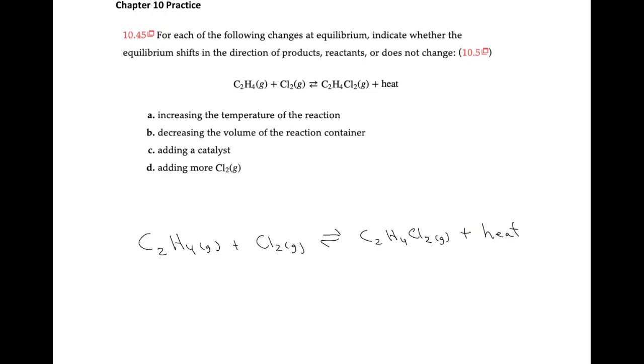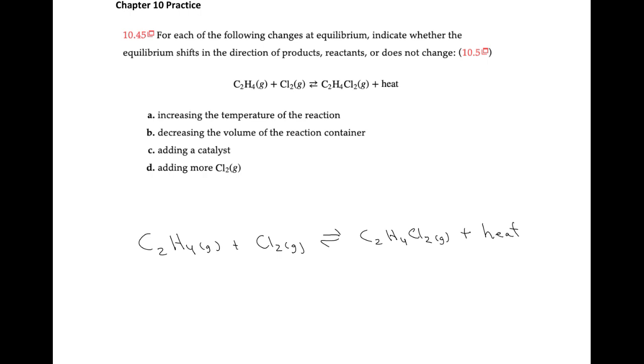Question 10.45 says, for each of the following changes at equilibrium, indicate whether the equilibrium shifts in the direction of the product, reactants, or if there's no change at all. So the reaction is C2H4, which is ethylene gas. It's used as a fruit ripener, plus chlorine gas, which gives you this dichloroethane. So this molecule, C2H4Cl2, that's called dichloroethane, and it also gives you some heat.